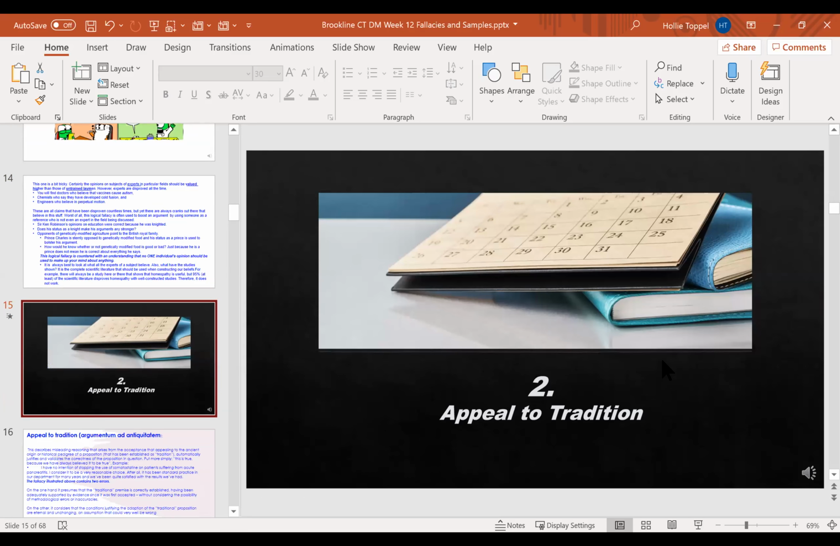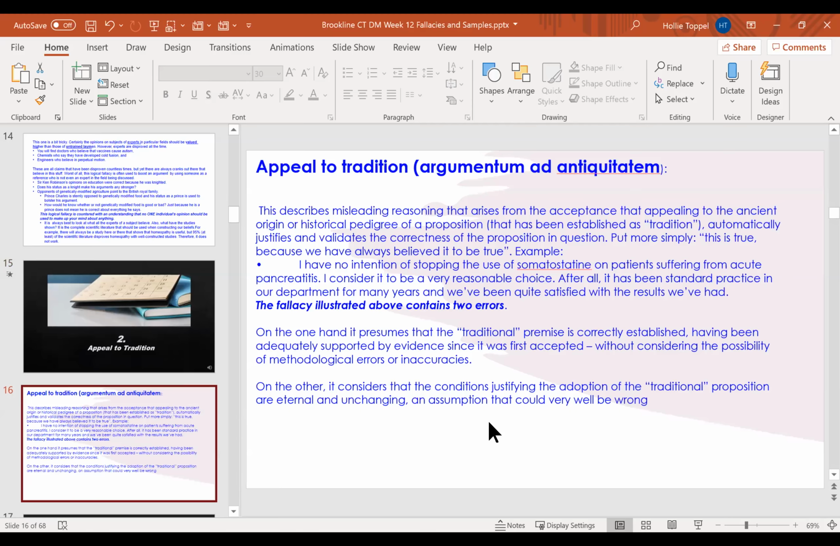Another one is appeal to tradition. Now, we use this a lot in medicine, and I think this is kind of a fun one. And look at this one, argumentum ad antiquitatem. I don't know how to say that word, but this is ancient origin and historical pedigree, proposition or tradition. They use these big, huge words that are kind of difficult for me to say. And it justifies the correctness of the proposition in question.